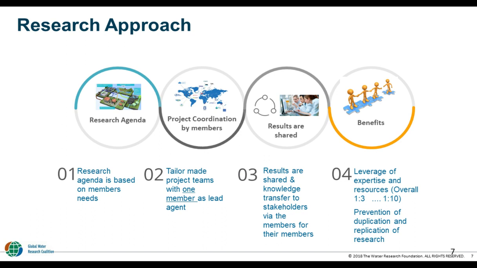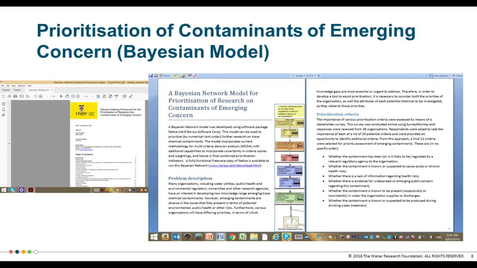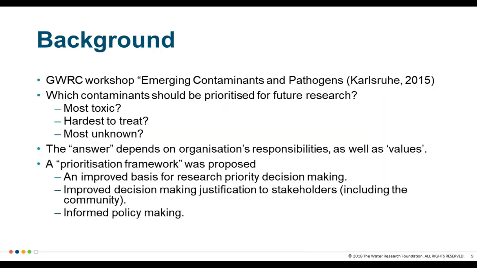And the benefits are really the leveraging of the expertise and resources, and also the prevention of duplication and replication of research. So the Prioritisation of Contaminants of Emerging Concern project that we're presenting to you today really came about via a GWRC workshop that we had in 2015 in Karlsruhe, where we looked at emerging issues and what research was of interest to the members and partners.